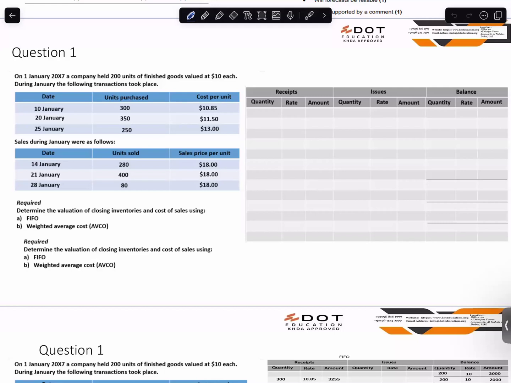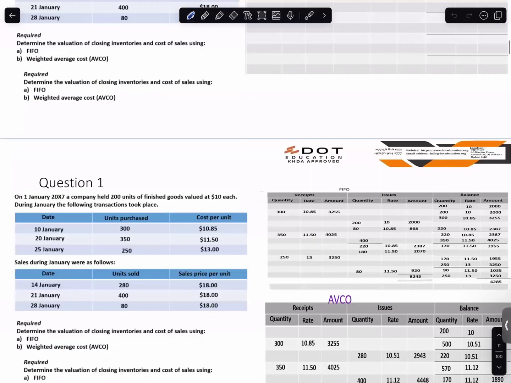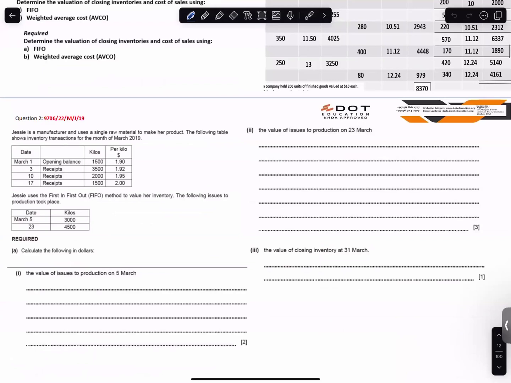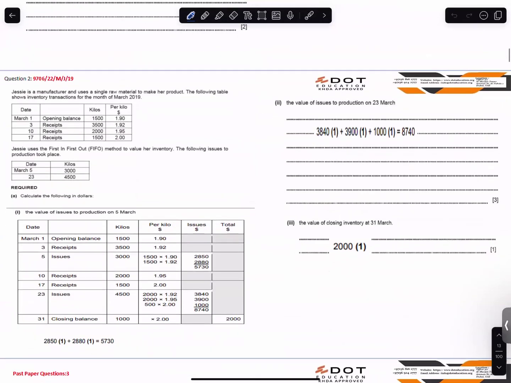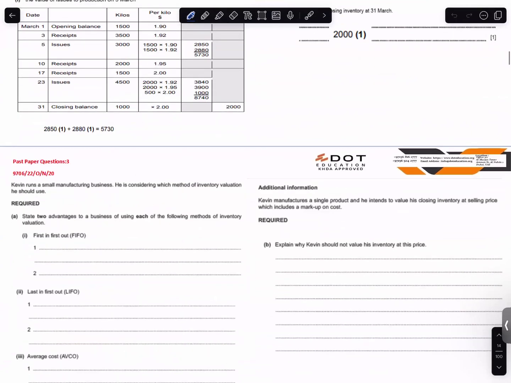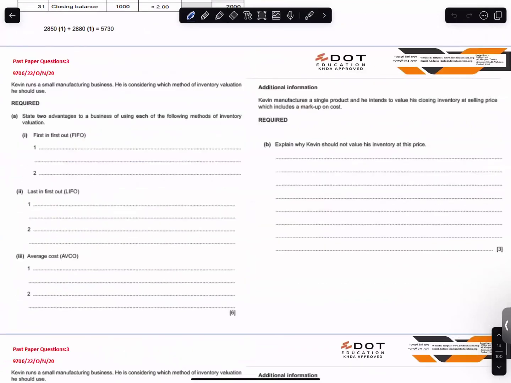Give me methods of inventory valuation. AVCO, LIFO, and FIFO. What is FIFO? FIFO is the first in, first out method. AVCO is average cost inventory valuation, and LIFO is last in, first out. The advantages of using FIFO: whatever inventory comes in goes out first, so it avoids the risk of the inventory becoming obsolete.